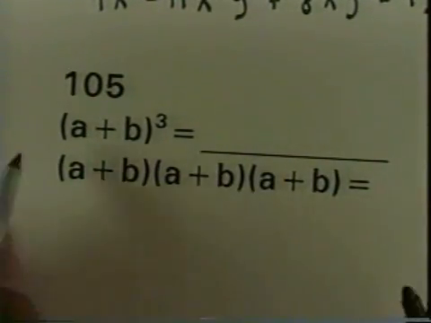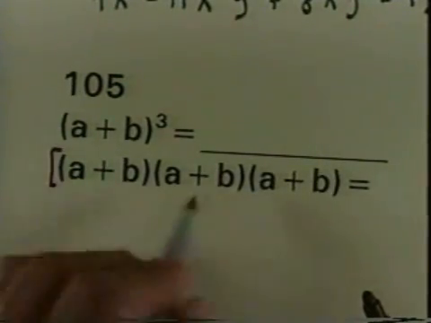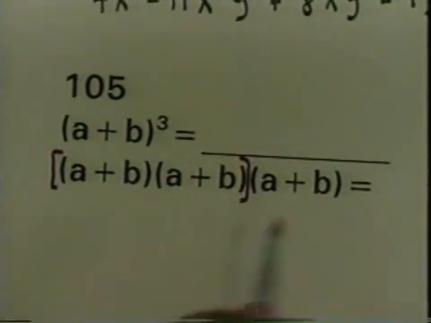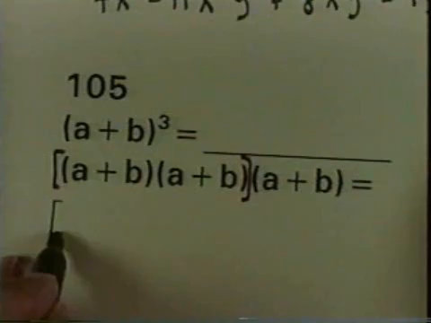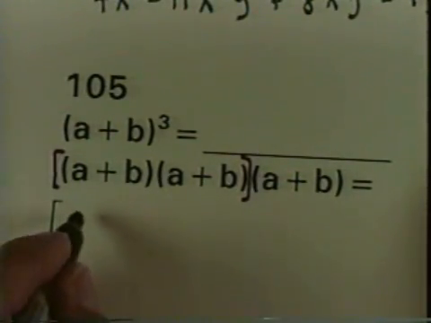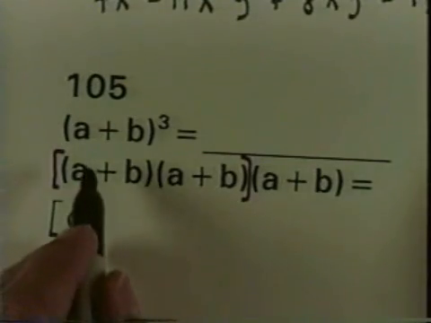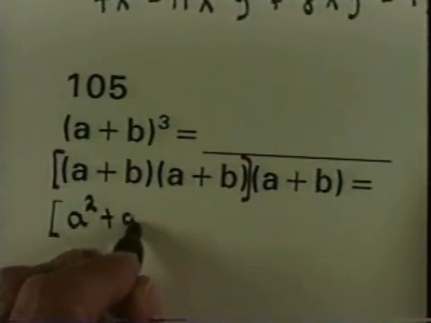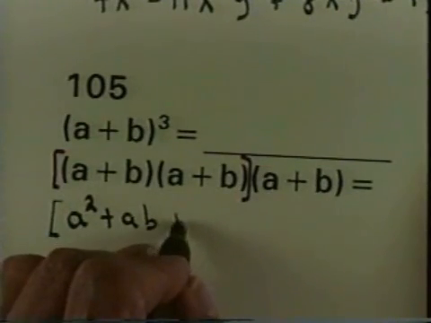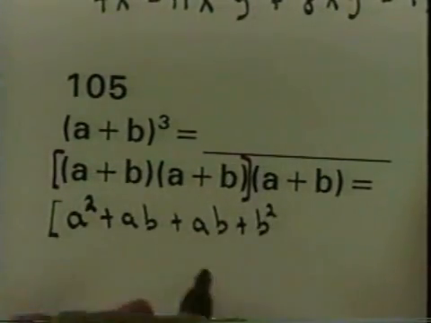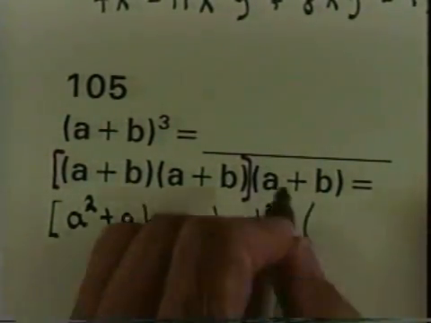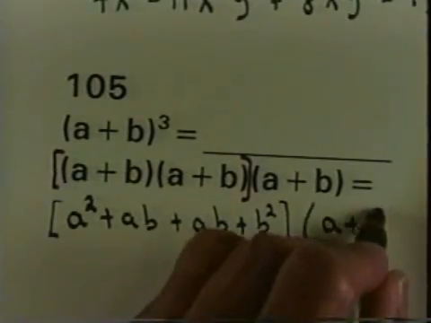I'm going to multiply these two together, and then I'll multiply that product by the third, a plus b. Multiplying the first two together, a times a is a squared, a times b is ab, b times a is ab, b times b is b squared. I still need to multiply by a plus b.